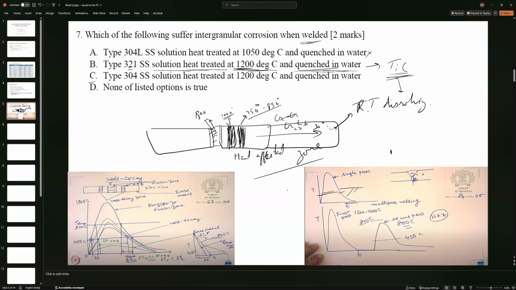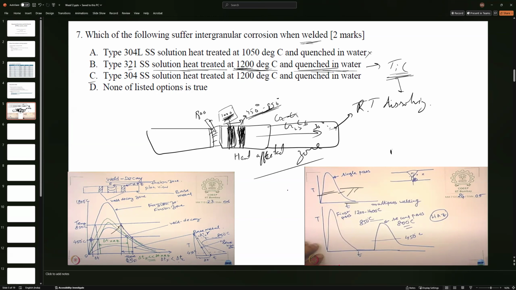In between, a zone will come where the range will be 450 to 800 degrees Celsius. In that region you won't form titanium carbide. Instead you'll enter the chromium carbide forming region, so there you'll have the intergranular corrosion. The region that has gone up to 1000 to 1200 degrees Celsius will have titanium carbide and it won't be affected.